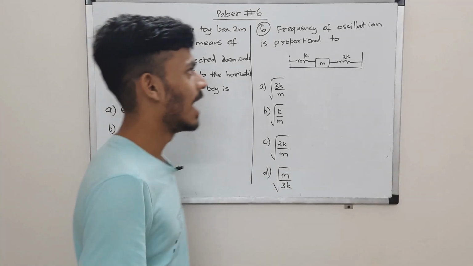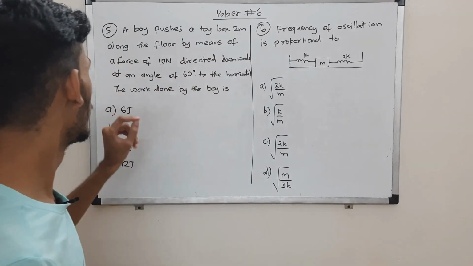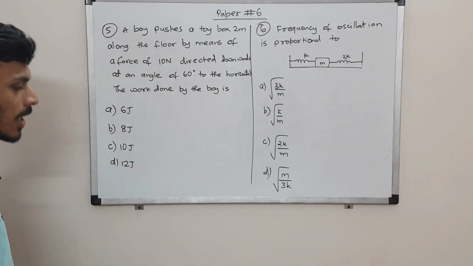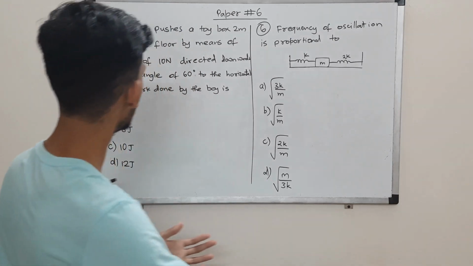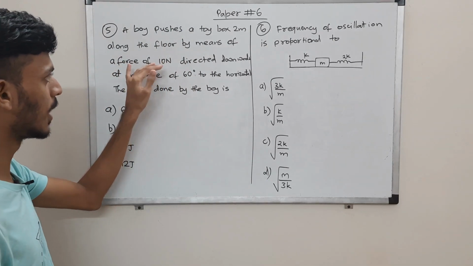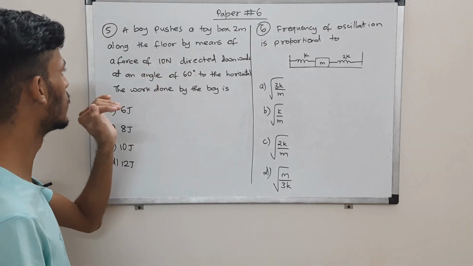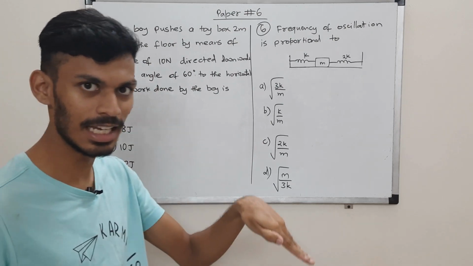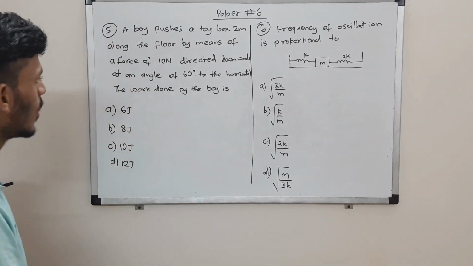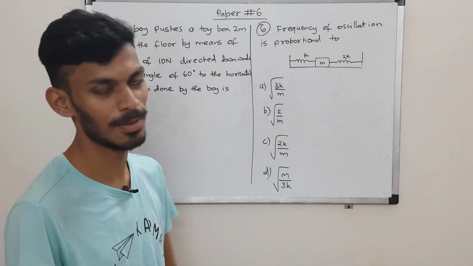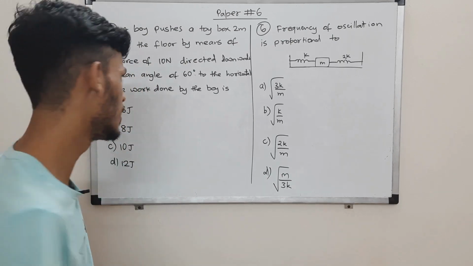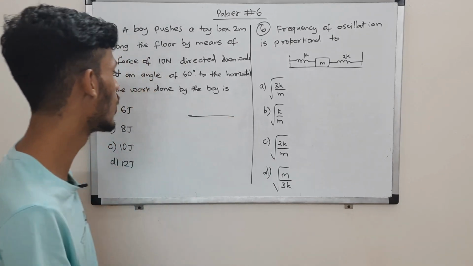So question 5 and 6 over here. In question 5 we have a boy who is pushing a toy box. He pushes it 2 meters along the floor by means of a force. The magnitude of the force is 10 newtons. The force is directed at an angle of 60 degrees with respect to the horizontal. You are supposed to tell what is the work done by the boy. This might seem too much, but let's picture it. It's just a matter of F D cos theta.